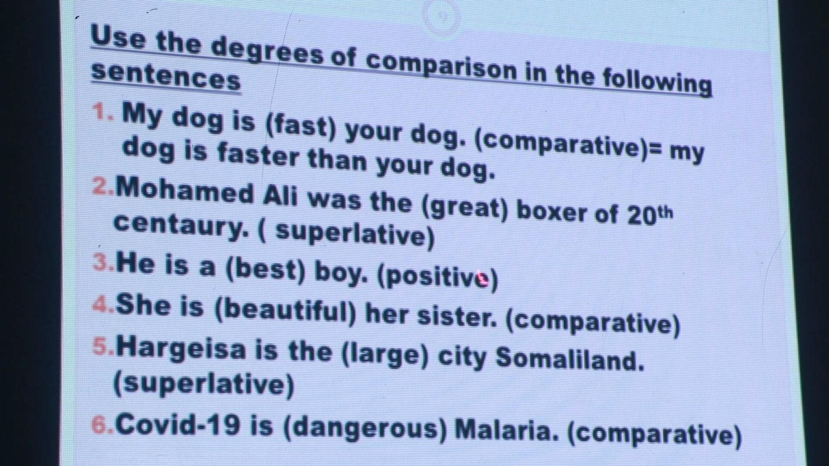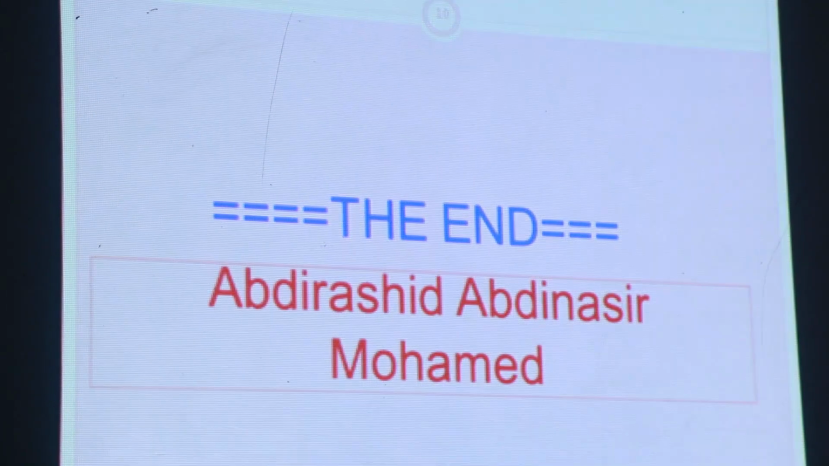If you understood the degrees of comparison, and I will repeat again and again, these degrees of comparison are very serious topics. These are very, very serious topics which are mostly brought up in the exams, so you have to focus on them. You have to repeat them again and again to understand better. Thank you so much, and I hope you understood the lesson.